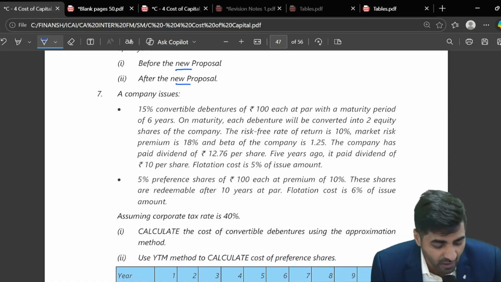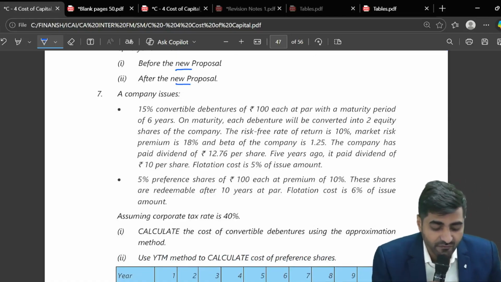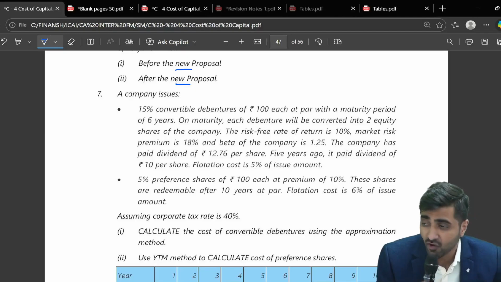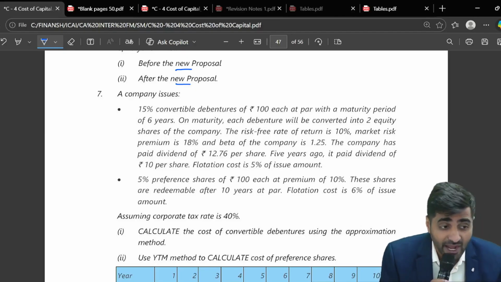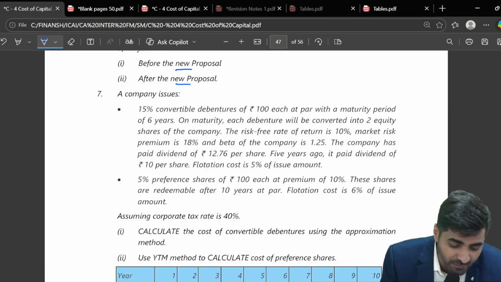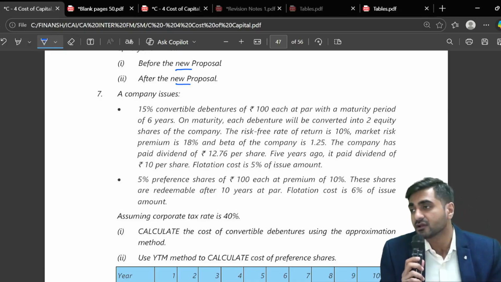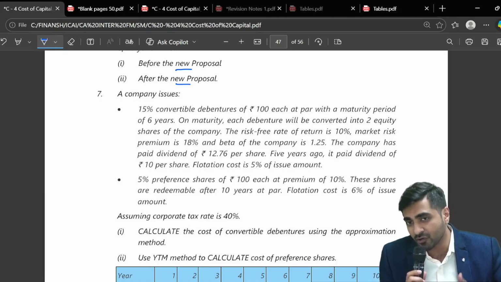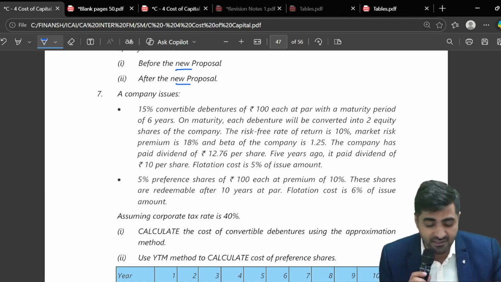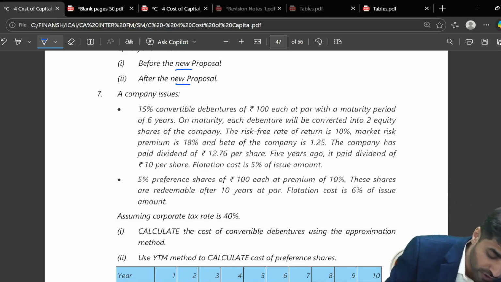Question number 7. A company issues 15% convertible debentures of rupees 100 each at par with a maturity period of 6 years. So this particular debenture is going to be redeemed after the period of 6 years. But what have they told you? On maturity, each debenture will be converted into 2 equity shares of the company.